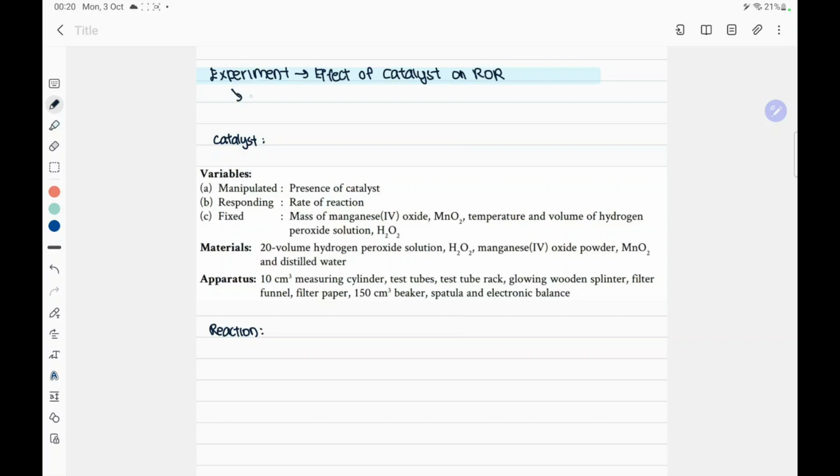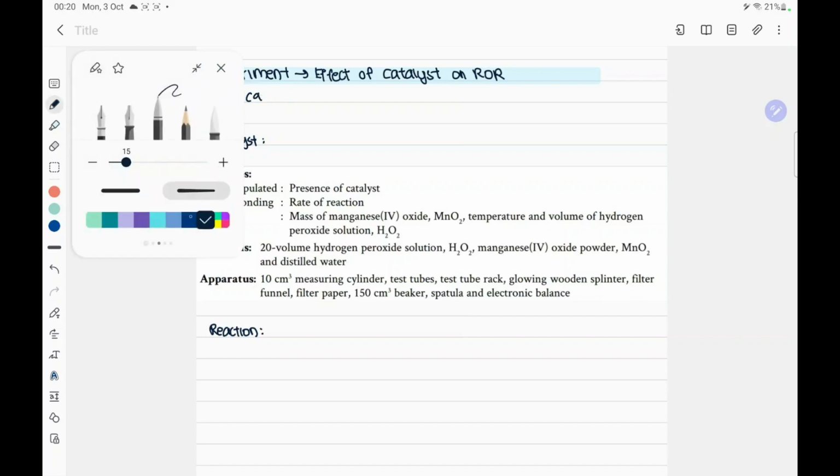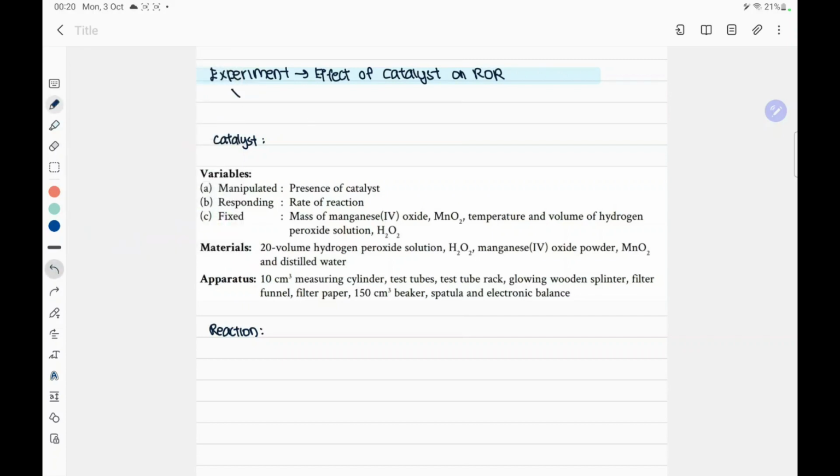We know that when the catalyst is present, the rate of reaction increases, becomes faster. So in this experiment, we have to know what the catalyst is. The catalyst is the manganese(IV) oxide powder, MnO2. This is our catalyst.